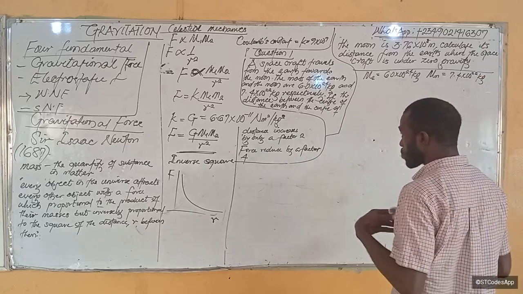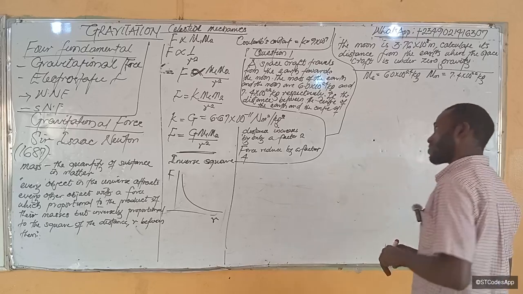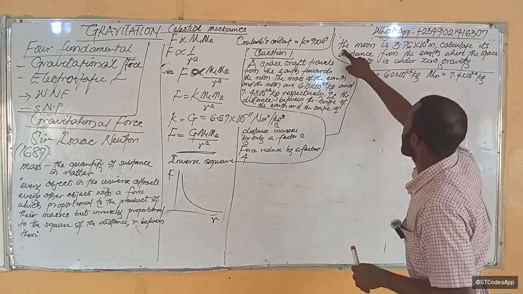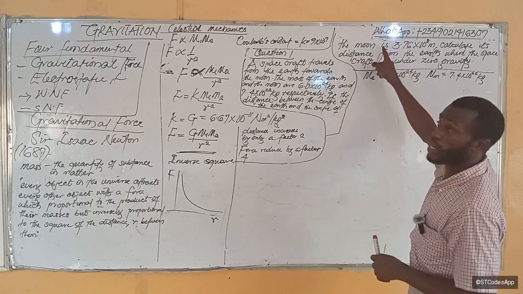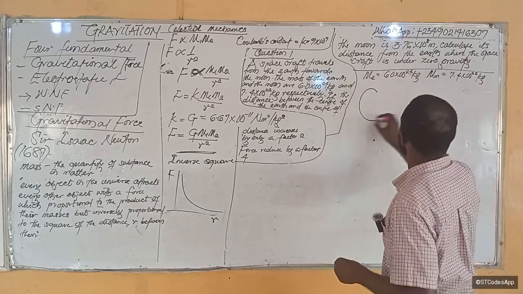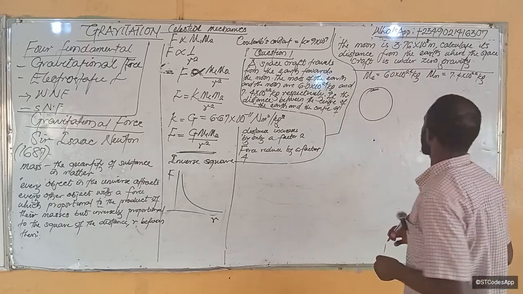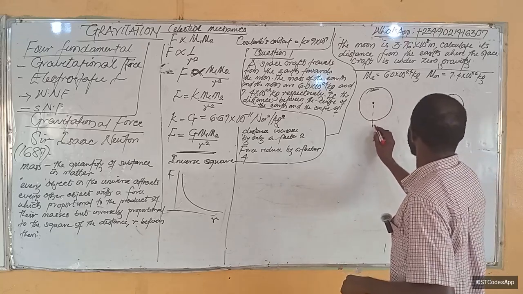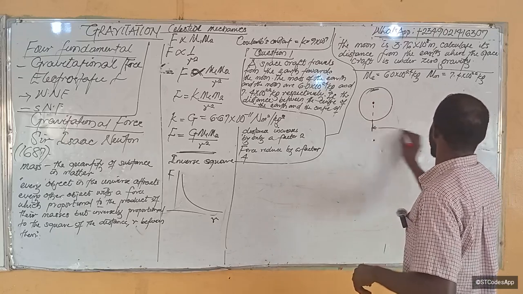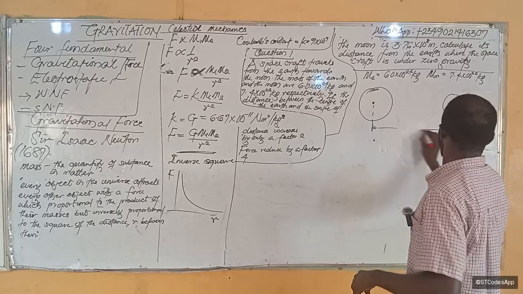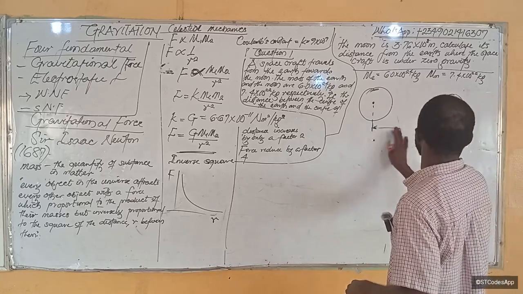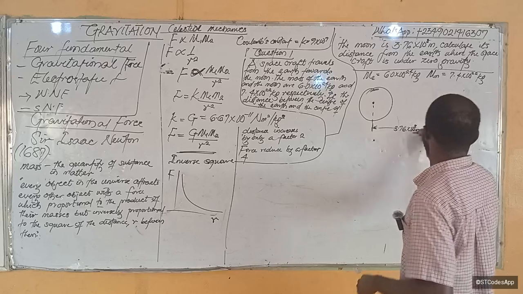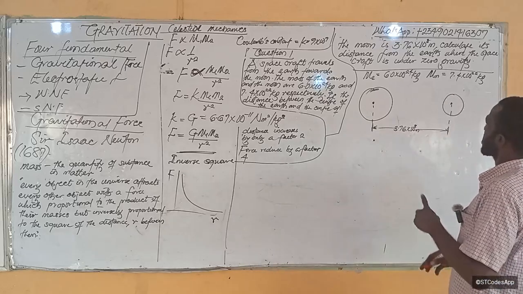So, the distance between the center of the Earth and the center of the moon is this. Let's draw the Earth, and let's draw the moon, which is slightly smaller. The distance from the center of the Earth to the center of the moon, from here to here, is 3.76 times 10 to the power 8 meters. Calculate its distance from the Earth.